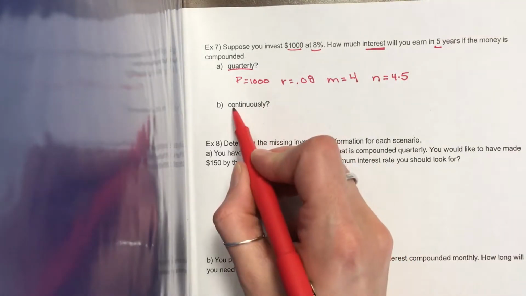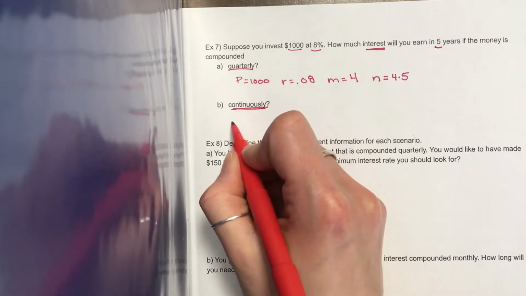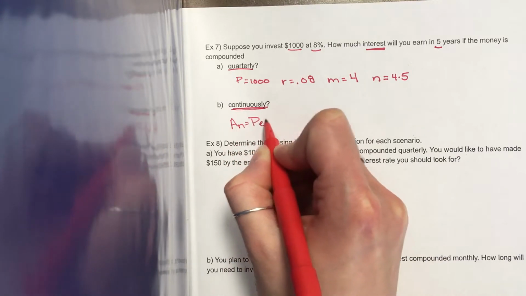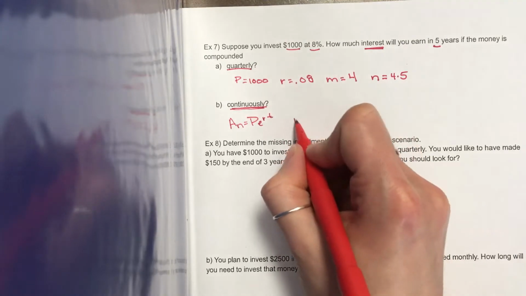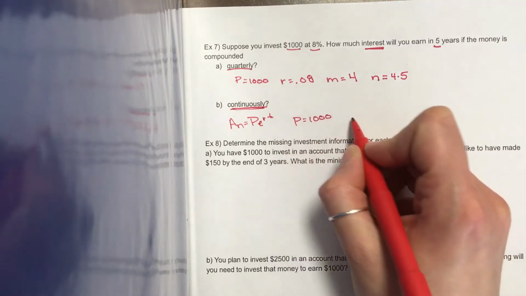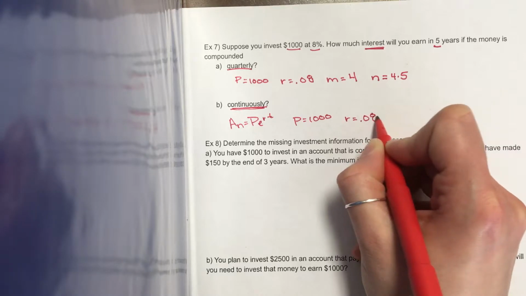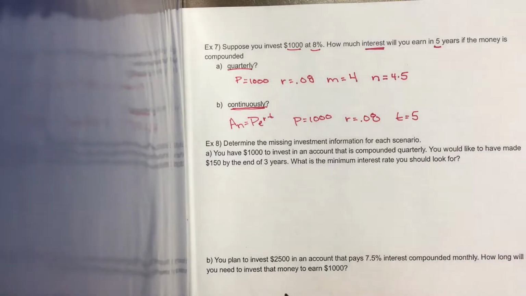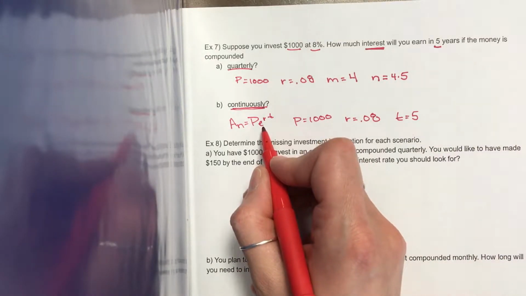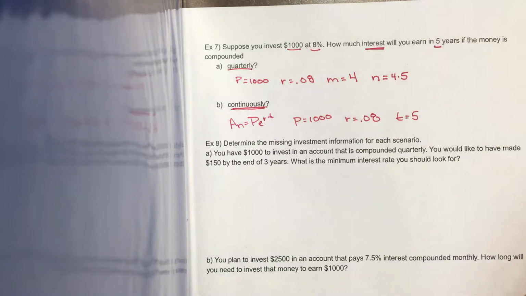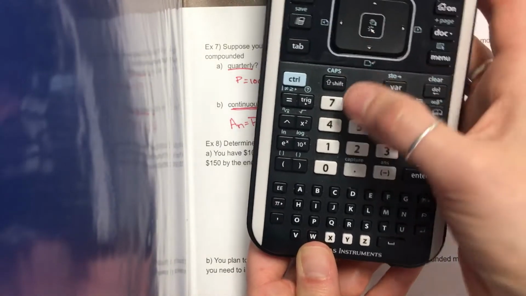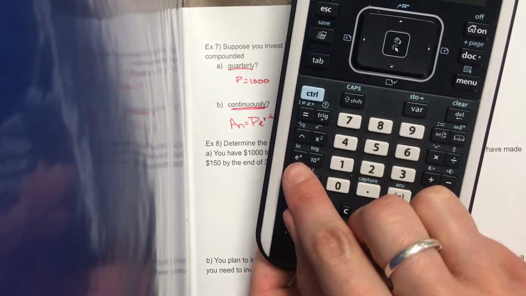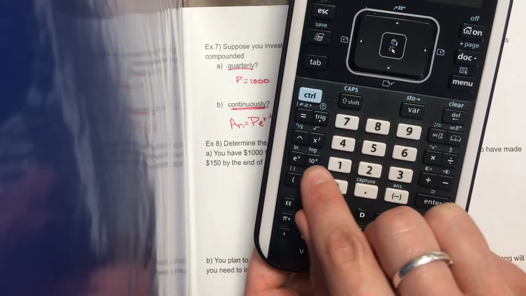For part B, since we're compounding continuously, we're going to use that second compound interest formula. So our principal is the same, our rate is the same, and this time our time would just be 5 years. Remember, E is not a variable, E is a number. There's a key for that on your calculator, so we're not plugging in anything for E. We are just utilizing the E key on your calculator. If you've forgotten where it is from Algebra 2, it's right here in that same row with 1, 2, and 3.